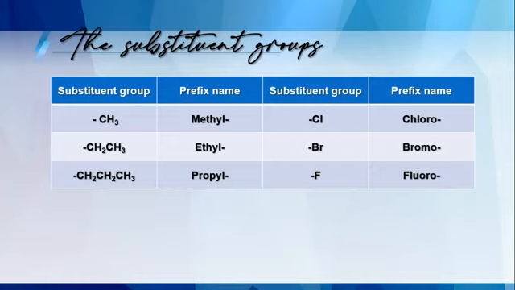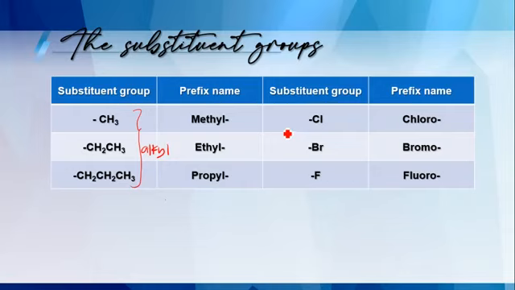The first group we call the alkyl group. This group is also known as the alkyl group. Basically, the alkyl group is very similar to alkane, apart from it's missing one of the hydrogens. So if you see methyl, it consists of 1 carbon. Ethyl consists of 2 carbons, and propyl consists of 3 carbons. This is what we call the alkyl group.